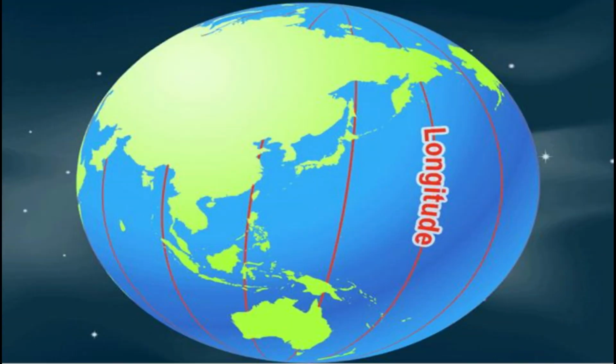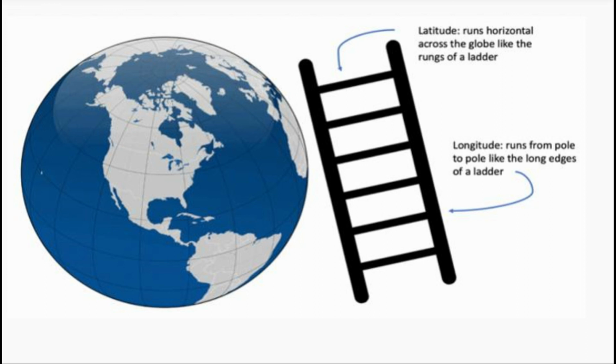Now see, lines of longitude run from pole to pole. To remember, think the long parts of a ladder.